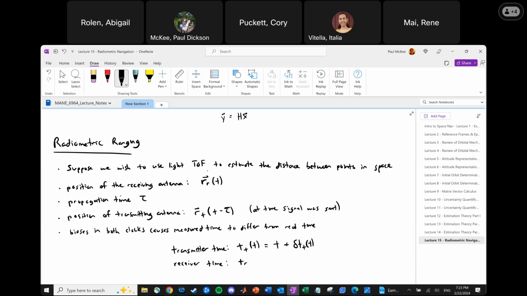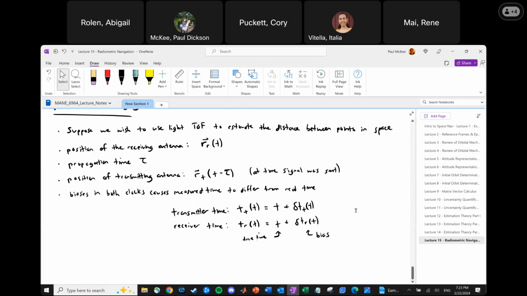The receiver time, so time at the receiver, which is a function of the true time, is the true time plus delta t_R of t. And so we can think of this as the bias, and this is the true time. Okay, so continue to bear with me. We're building a measurement model. We're trying to set up a problem in the next couple of lines of math that we're going to then attempt to solve next class.